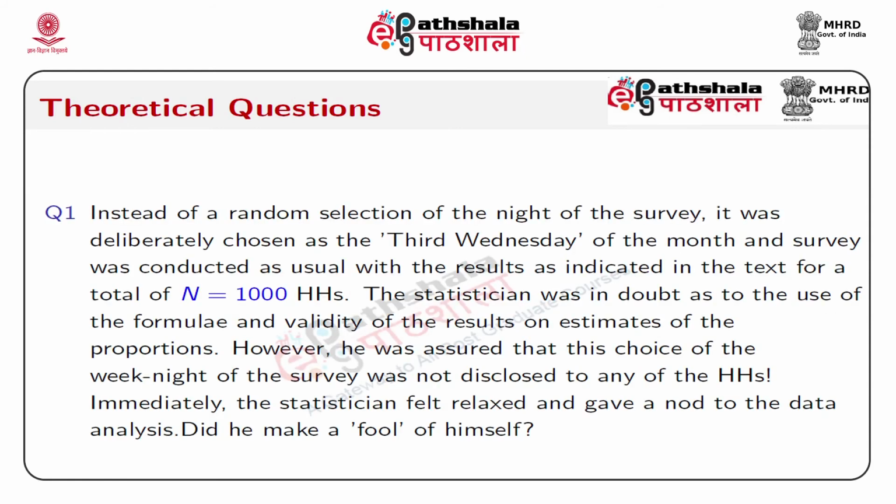Instead of random selection of the night of the survey, it was deliberately chosen as the third Wednesday of the month. Your survey was conducted as usual, with the results as indicated in the text, for a total of n equals 1,000 households. The statistician was in doubt as to the use of the formulae and the validity of the results on estimates of the proportions. However, he was assured that his choice of the weeknight of the survey was not disclosed to any of the households.